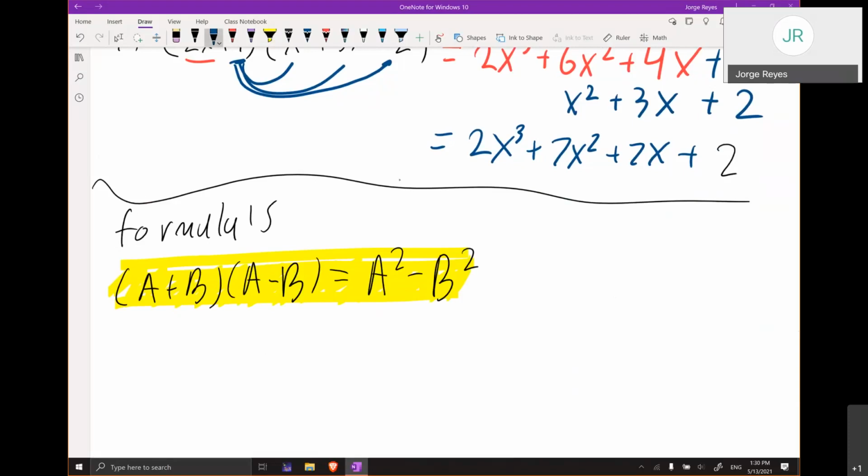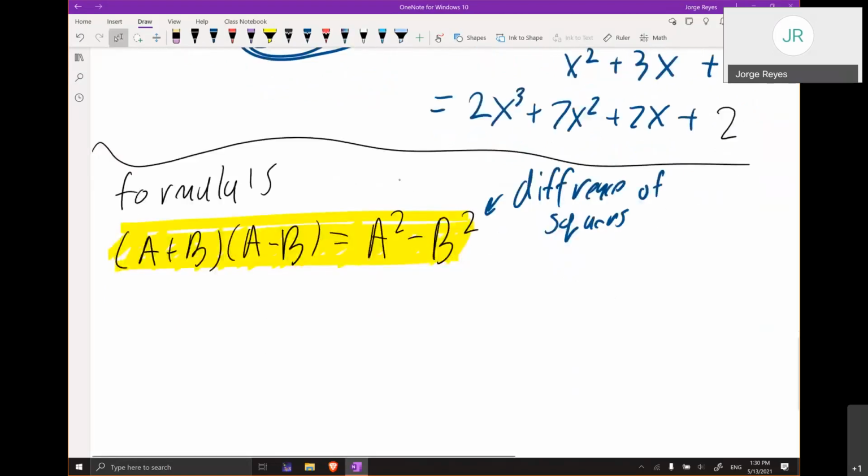All right, difference of squares. You can use this to FOIL fast, right? Because if you notice, these are kind of like conjugates, so the middle part disappeared. That's the magic of it. But we're also going to use this when we factor.